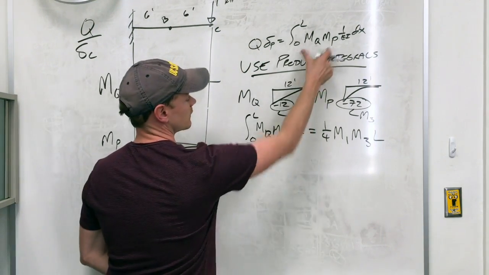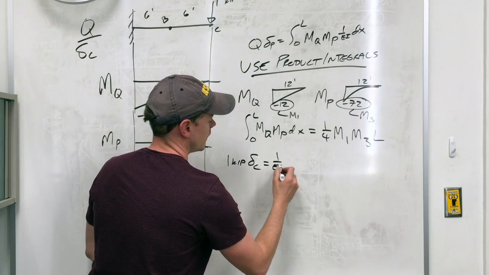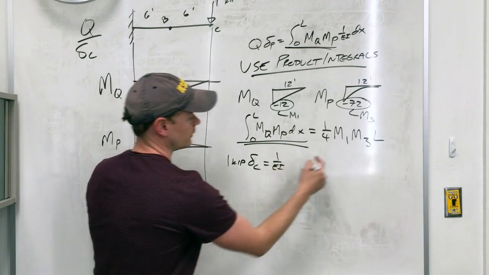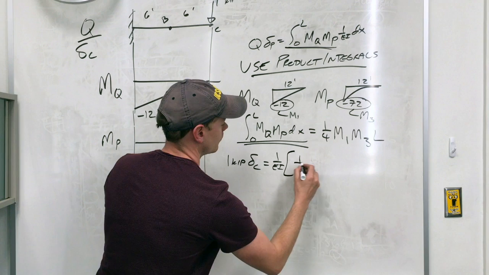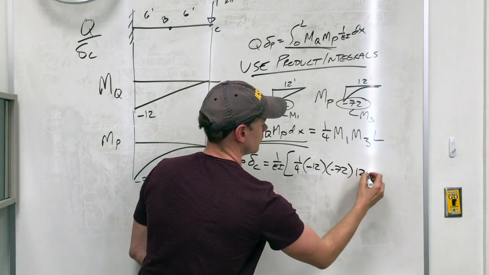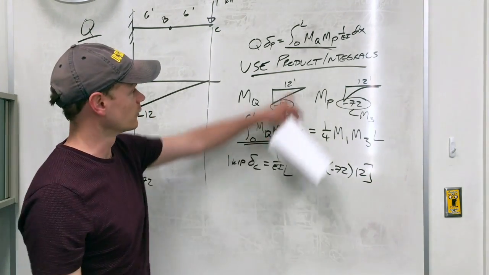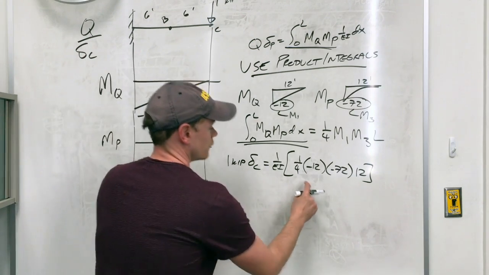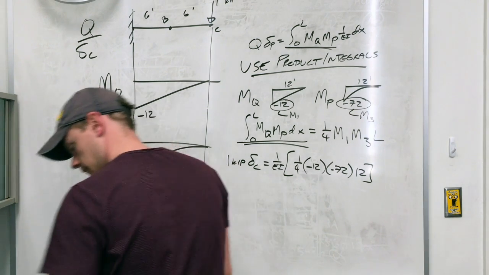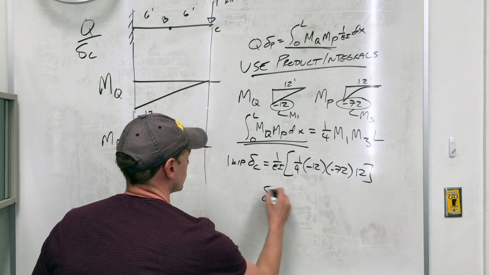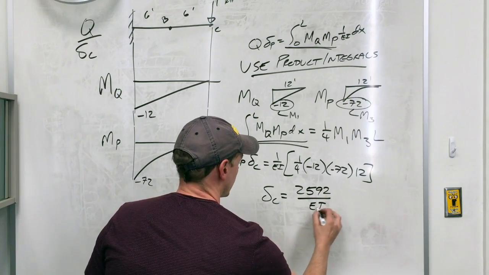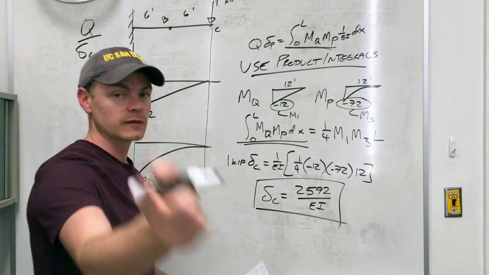Q is 1. Now I'm going to take this chunk and say 1 over EI. I'm going to pull that out of the integral. Now I have this one directly and that directly. I can plug them in, times 1/4 times minus 12 times minus 72 times 12 feet. Done. I didn't have to do any integral. Super nice, right? If you evaluate this, on the other sheet, delta C is 2,592 over EI.